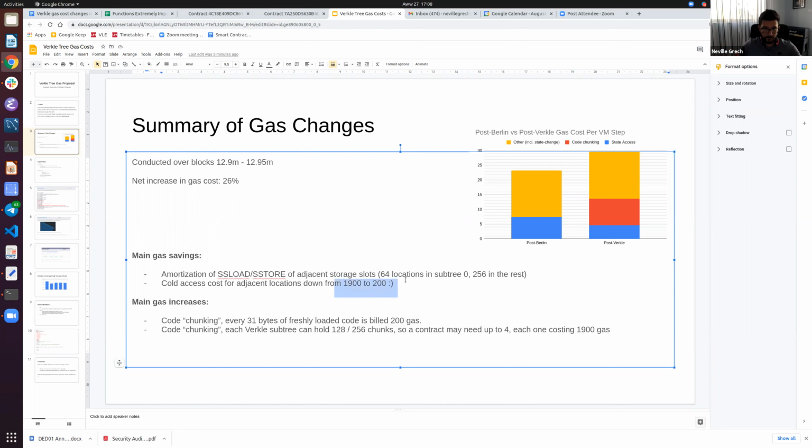Okay, so adjacent storage locations, cost reduced from 1,900 to 200. Then you've got the chunking mechanism. Every 31 bytes of freshly loaded code, that's 200 gas. And then you also need to pay a much higher gas cost when going through different subtrees. And theoretically, in practice, you will have multiple subtrees for large smart contracts. Okay, and we'll see how that manifests itself in some pathological cases.